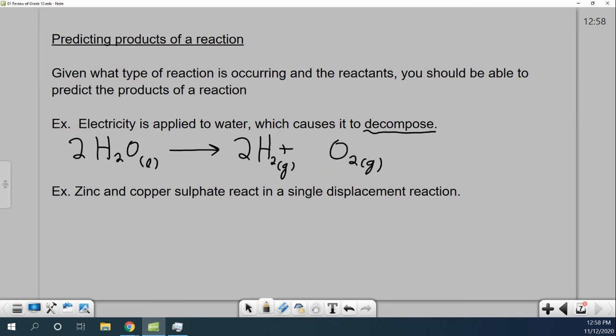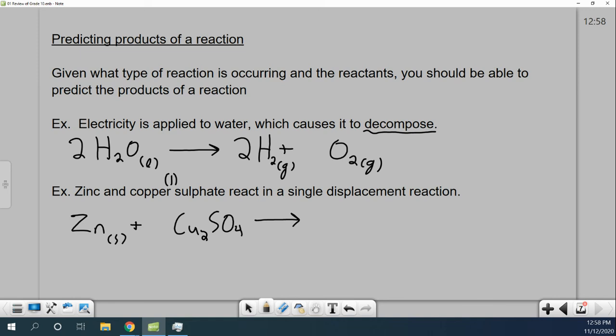Another example, I've got zinc, which is probably just a chunk of zinc, so that'll be a solid, plus copper sulfate. Sulfate has a -2 charge. Copper's usually a +1, so I'm going to need 2. That should probably say copper 1 sulfate, actually, if it was going to be written better. They're going to give me a single displacement reaction.